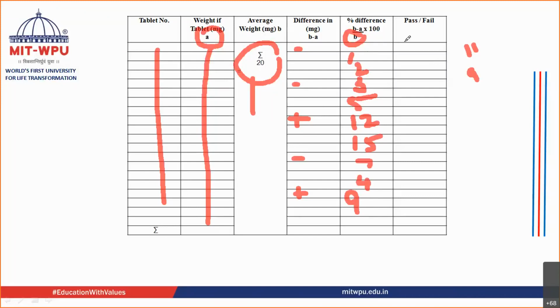Now, further over here you are going to write down which tablet has failed and which has passed. Can somebody tell me which tablet has failed and which has passed? Anybody in the chat box, can you tell me which of the tablets over here has failed in these numbers? I'll just modify these figures.